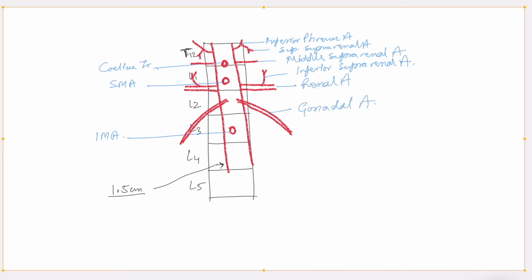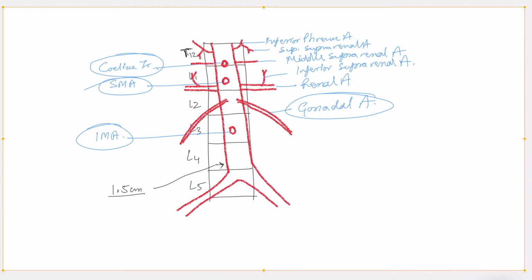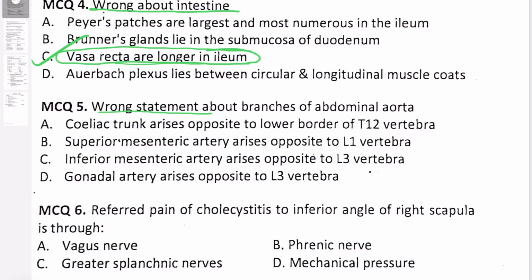So keep noting down the vertebral levels. Gonadal arteries you can see arising from the level of L2 vertebra. Inferior mesenteric artery is arising at the level of L3 vertebra. Superior mesenteric artery you are seeing is arising at the level of L1. Celiac trunk you can see is arising at the lower border of T12 vertebra. And don't forget that the abdominal aorta terminates or divides into two terminal branches at the level of the lower border of L4.